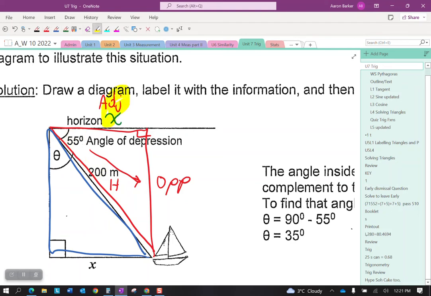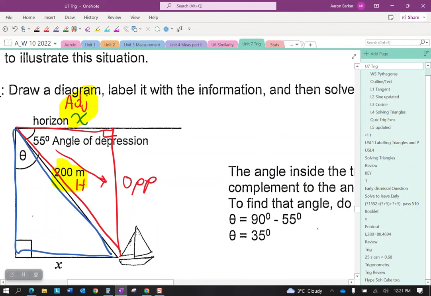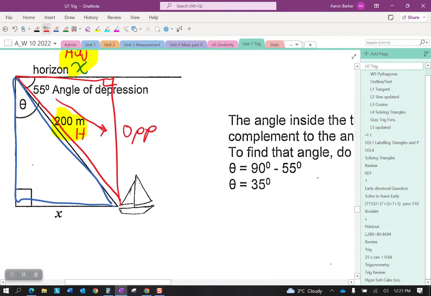Okay, we have the adjacent side we're trying to find, and the length of H. Which ratio has adjacent and H? Have a look. Turn it over. What is it? Cosine. So we're going to use the cosine. Okay. So I'm going to write at the bottom here below, cos theta equals A over H.